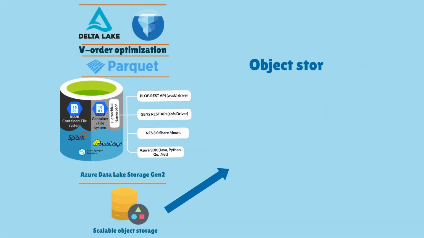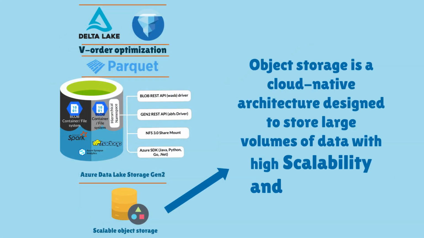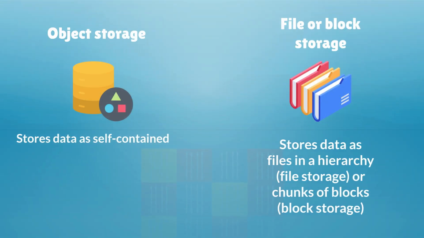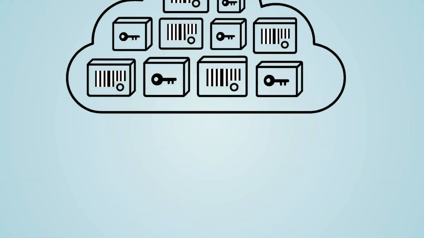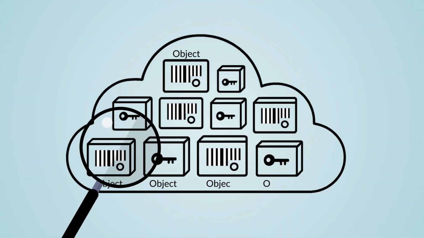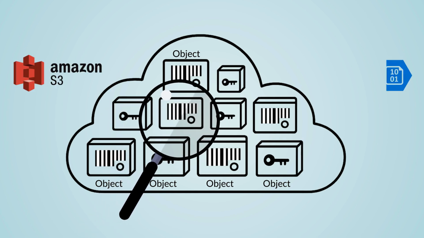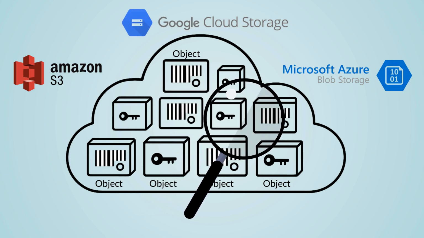Object storage is a cloud-native architecture designed to store large volumes of data with high scalability and durability. Unlike file or block storage, it stores data as self-contained objects, each with its content, metadata, and a unique identifier. Using a flat namespace, it simplifies data access and management at scale. Common examples include Amazon S3, Azure Blob Storage, and Google Cloud Storage, which are core to modern cloud and data lake architectures.